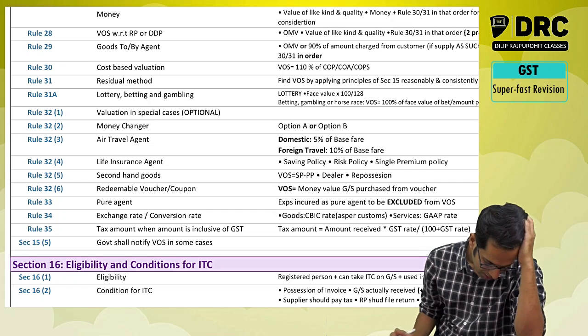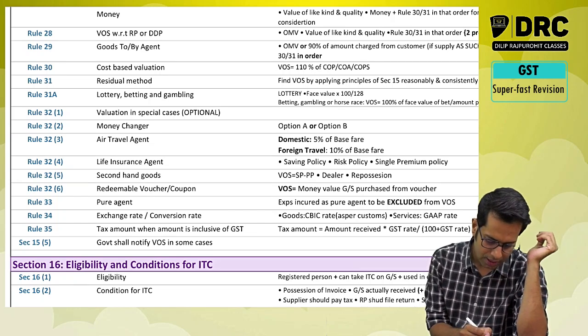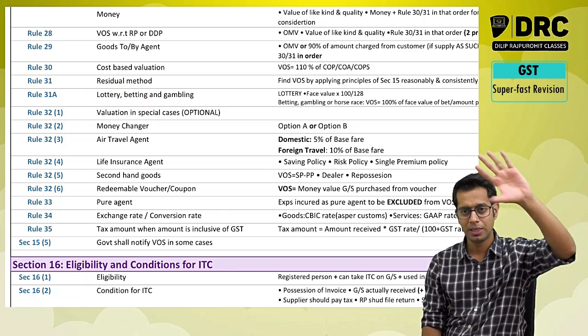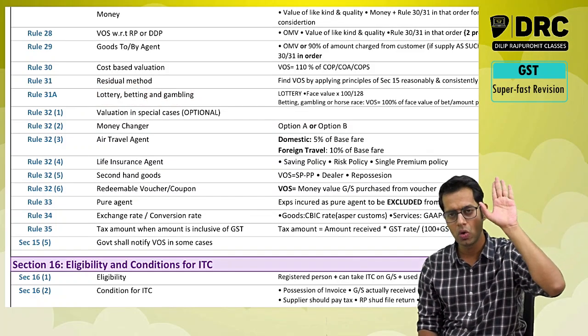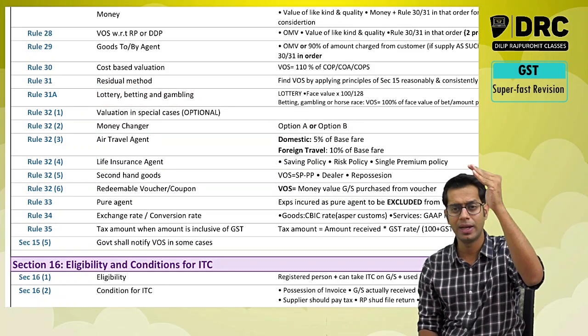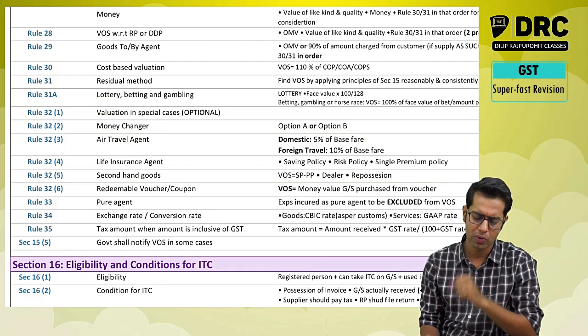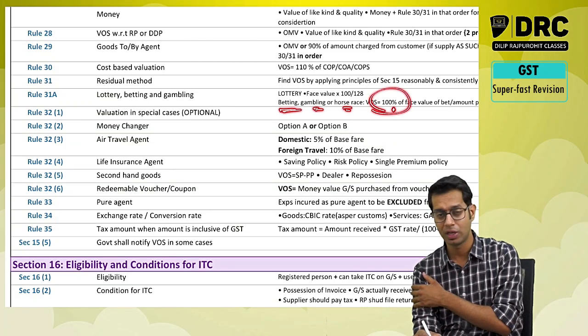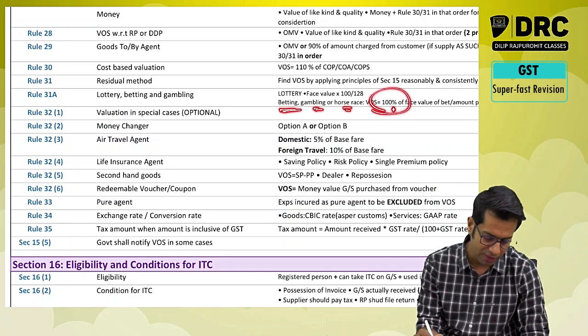Then rule number 31A: in case of lottery, betting and gambling, the value of supply will be the face value or the lottery price into 100 divided by 128. And in case of betting and gambling, horse race, etc., it is 100% of the face value, that is 100% of the amount which you have given on bet.